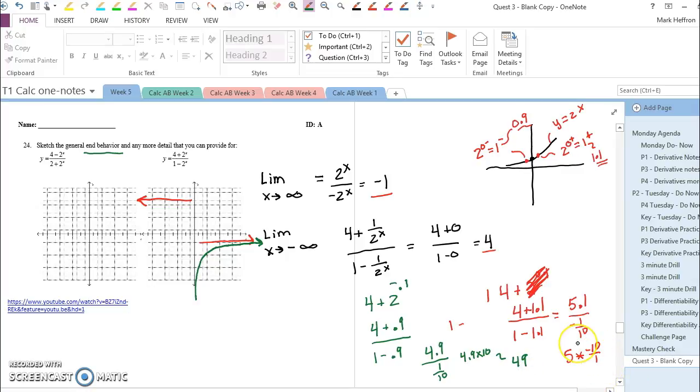Negative 50 from one side, 49 from the other. We can see that we're approaching positive infinity on the other side. Sure enough, that's what the graph looks like.